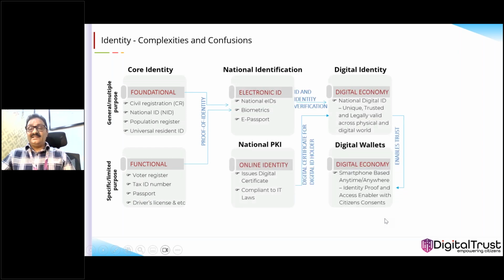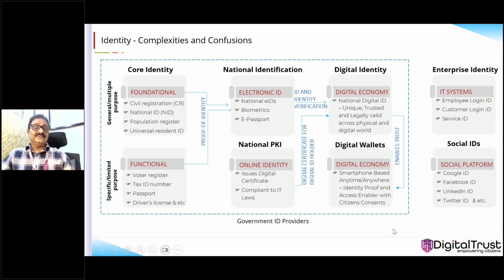Extending that, let's say we have an identity, and look at how many IDs we have. You have the foundational ID, which is like your civil registration, national ID and population register, universal resident ID and things like that. And you have your functional IDs: voters, tax, passport, driving license. And many countries have something like an online identity, which is the national PKI. They have digital certificates, which are compliant with the IT laws, and added to that, to prove your identity, national ID systems have your biometrics, and the delivery of the foundational ID is on many occasions in a smart card or electronic ID, which is a machine readable ID.